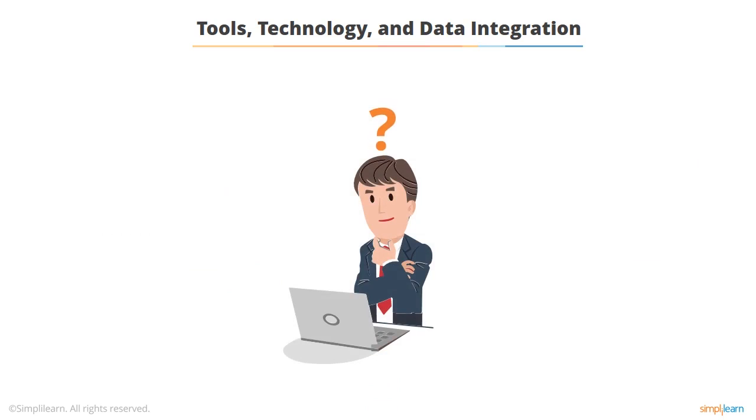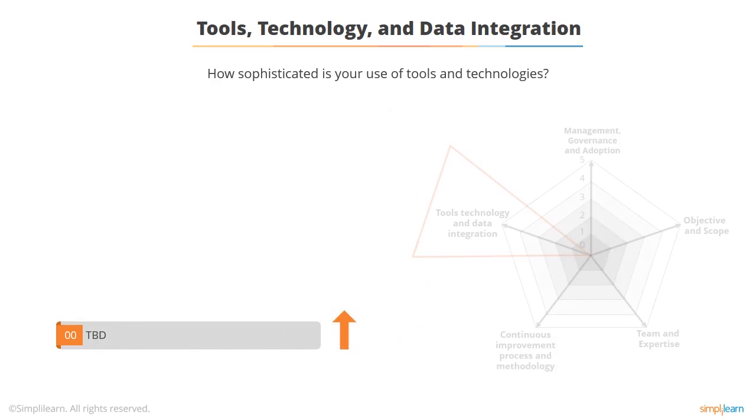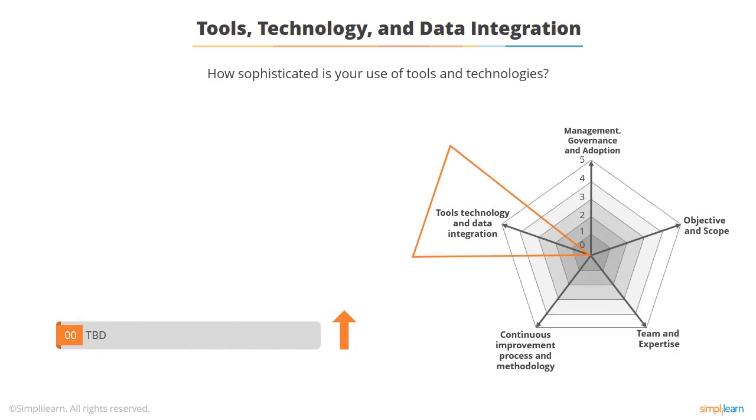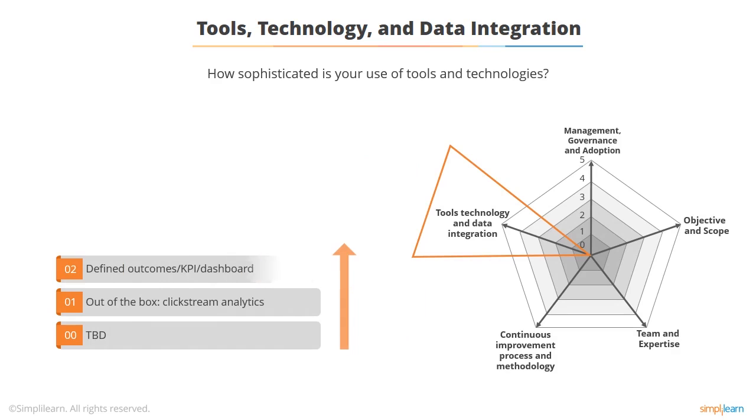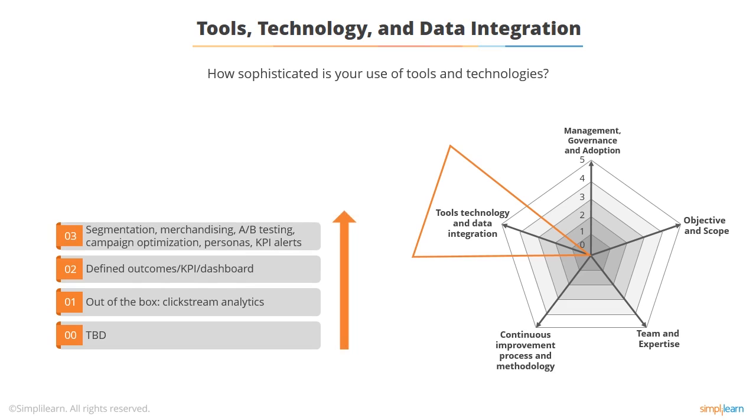So the question is not which tool you are using, it's about the level of sophistication in the way you are using those tools. Maybe you don't have a tool, that would be the lowest level. Maybe you have an out-of-the-box solution like clickstream analytics, basic instrumentation, a basic implementation of Google Analytics, for example. At level 2, you have defined clear outcomes, KPIs, and dashboards. At level 3, you are using segmentation. You are applying merchandising concepts. If you are an e-commerce website, you do A/B testing, campaign optimization. You have defined personas, KPI alerts.